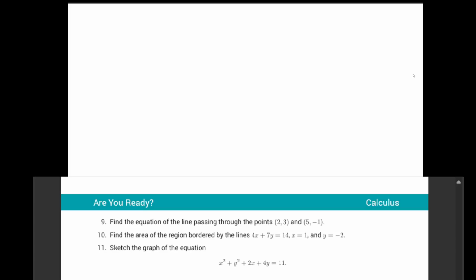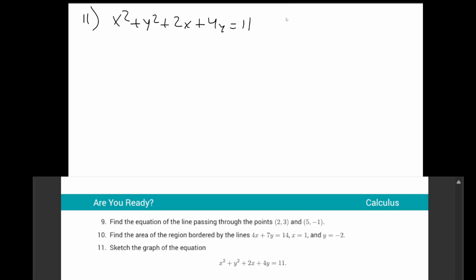It is, I think, the last of our geometry. It is sketch the graph of the equation: x squared plus y squared plus 2x plus 4y equals 11. So hopefully you can tell immediately that this is the equation of a circle.